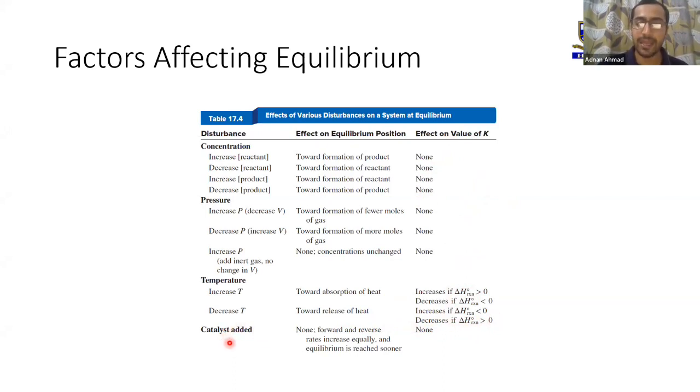Finally, by adding a catalyst, the reaction will stay where it was. It will not move anywhere. It will not move towards the left-hand side to the reactants, and it will not move towards the right-hand side to the products. And there will be no effect on the value of K, right? So this is how we study chemical equilibrium, and these were some of the aspects in which chemical equilibrium is affected.